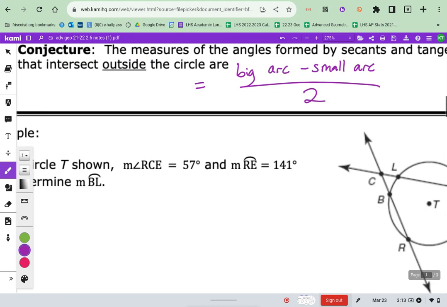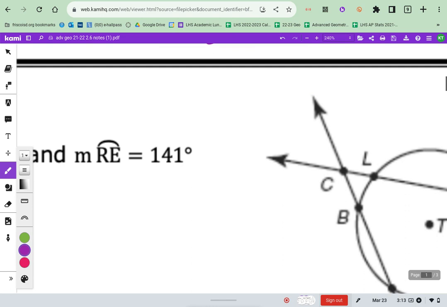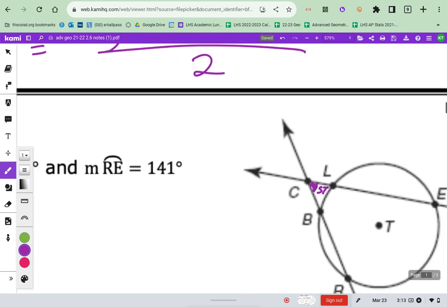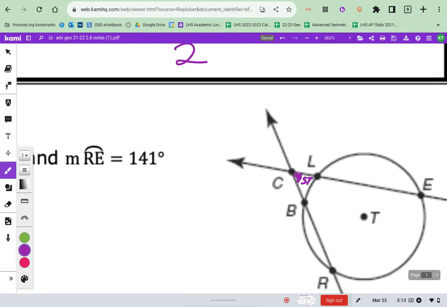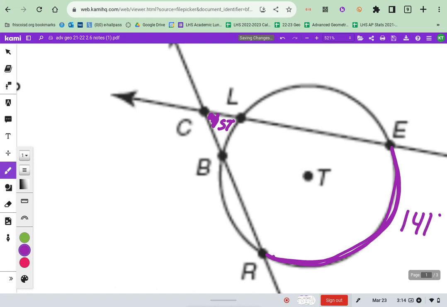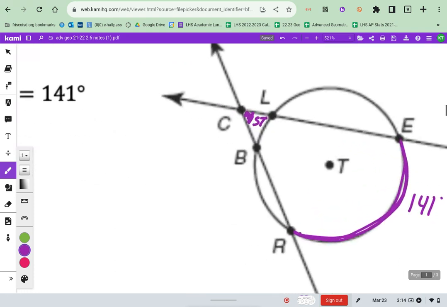So I always like to start by labeling my picture. So in circle T, angle RCE is 57. So that's the angle that's outside the circle, RCE. So this guy is 57. And arc RE is 141. So that's the big arc. That's 141. And we want to solve for arc, let's see, BL. So that's the little arc.